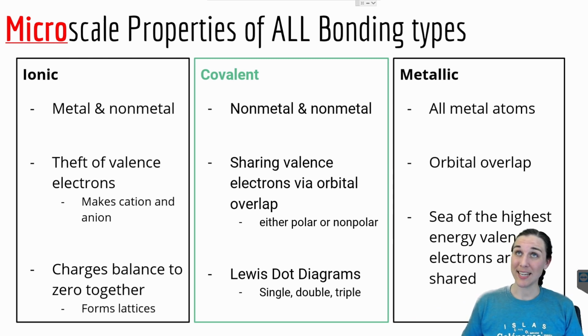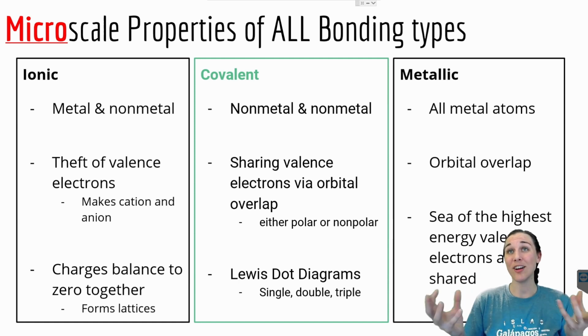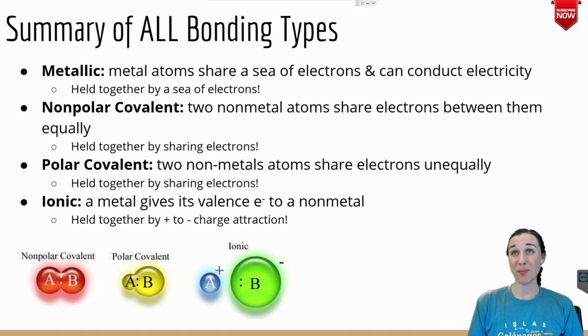Last, we have metallic bonds, and that's all the metal atoms. All the metal atoms participate in metallic bonding, and only metal atoms. And metals with metals is the only kind of bond that would be metallic. They do this by having a sea of the highest energy electrons, the valence electrons in specific, sharing them all amongst the nuclei of positively charged metal atoms via orbital overlap. So to summarize all of our bond types, metallics: sea of electrons, held together by a sea.